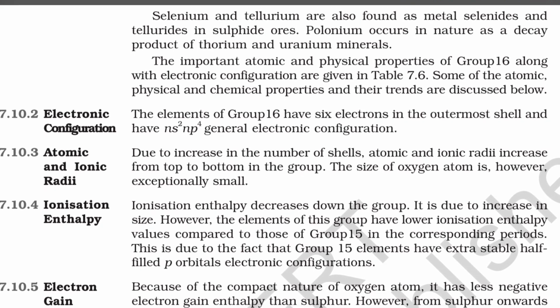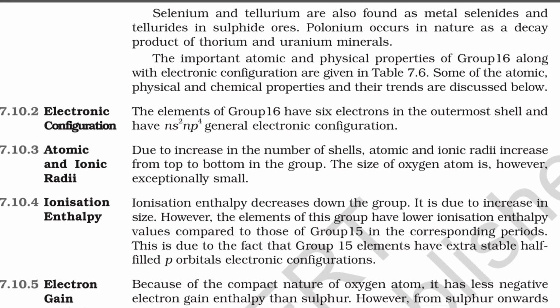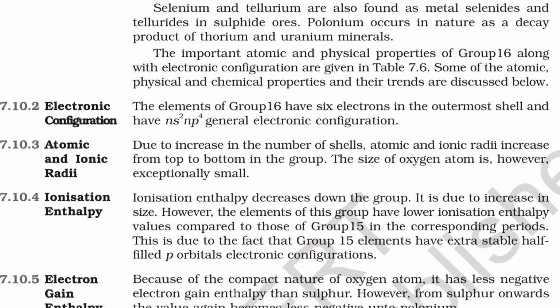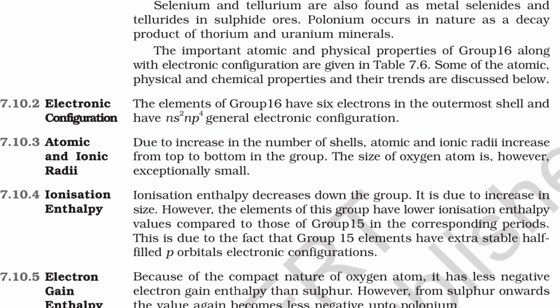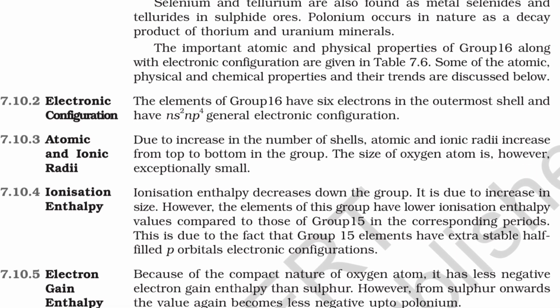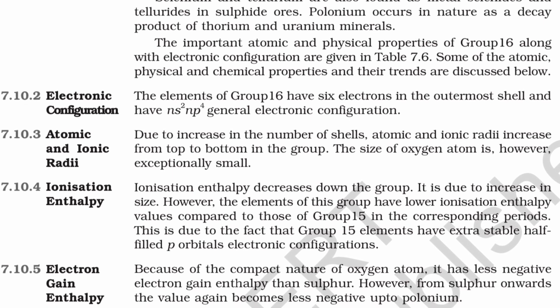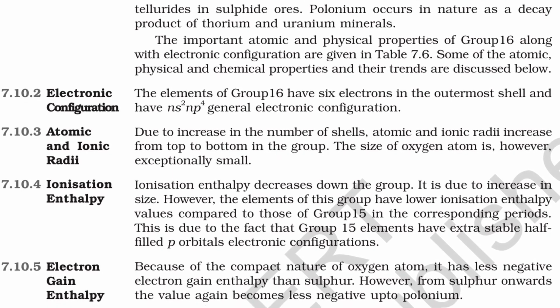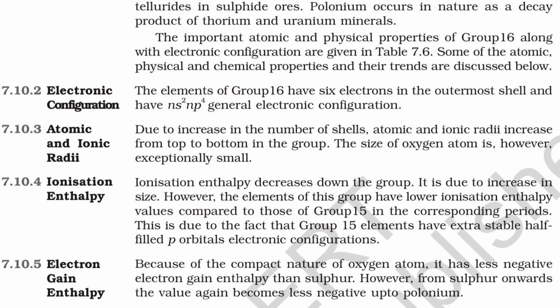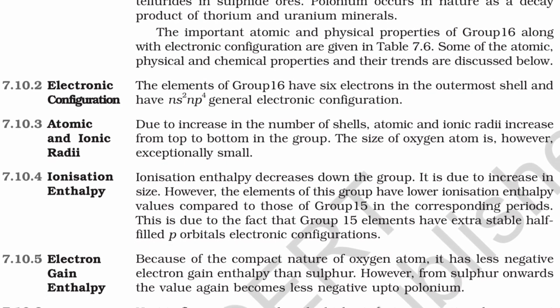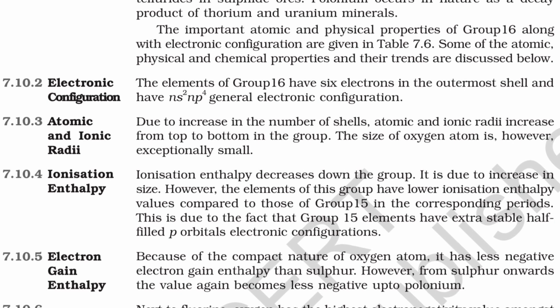Electronic configuration. The elements of group 16 have 6 electrons in the outermost shell, with general electronic configuration ns2 np4. Atomic and ionic radii: due to increase in the number of shells, atomic and ionic radii increase from top to bottom in the group. The size of the oxygen atom is, however, exceptionally small. Ionization enthalpy: ionization enthalpy decreases down the group. It is due to increase in size.